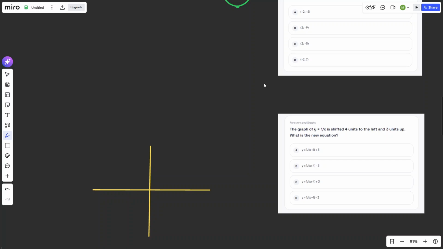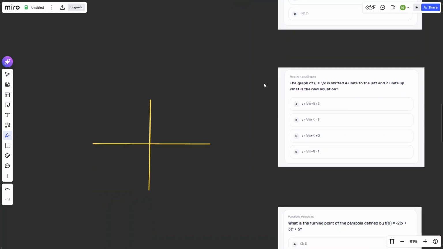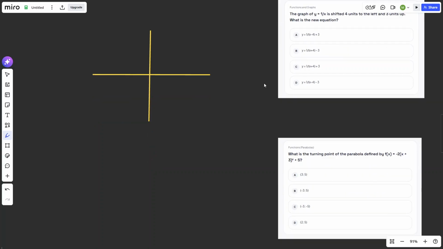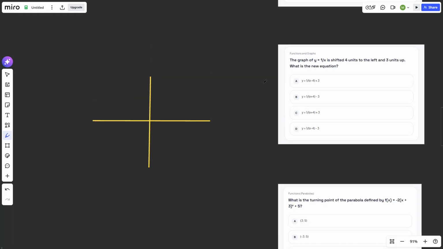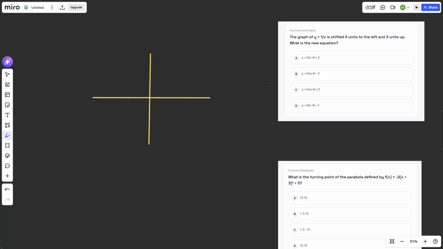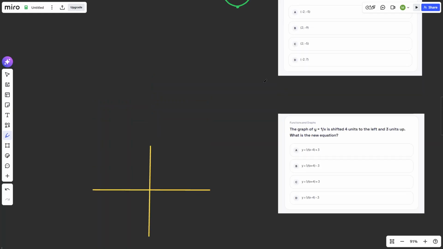Next question, we're going to be looking at the hyperbola. We are given a hyperbola and it's transformed. It's shifted 4 units to the left and then 3 units up. And lastly, we're going to be finding the turning point of another parabola. We're going to test out the two methods above and see if we can implement them here as well.